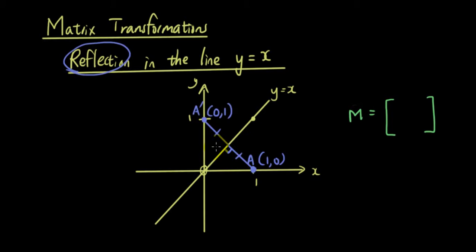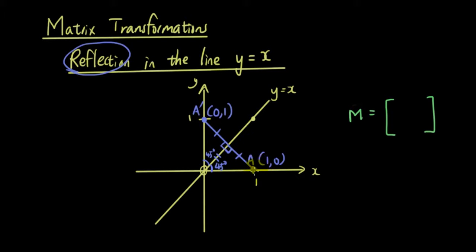Now, another way of proving that A dash is going to be 0, 1 is to use the concept of congruent triangles. So you can see here that we have two shapes. They both have a right angle. They both have the same side over here and over there. So that's side, angle, side. And then these angles are also 45 degrees each because the line y equals x is directly down the diagonal. So therefore this point is 0, 1.